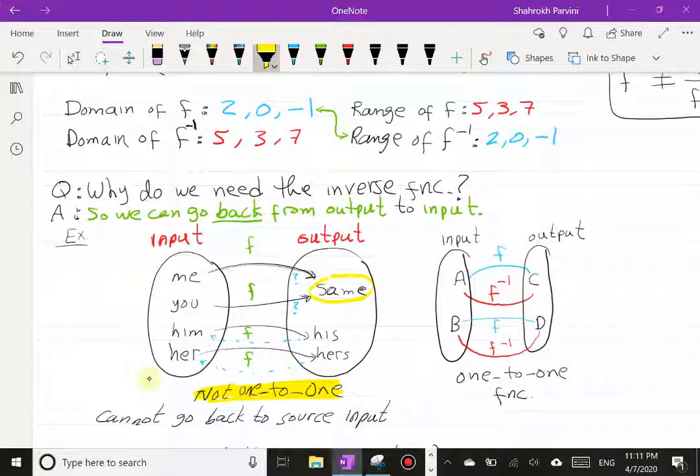But more importantly, here's what the trouble is. In this mapping, here's what I have. I have 4 people: it's me and you, him and her.